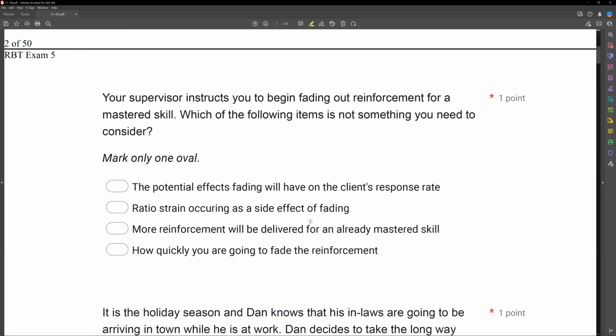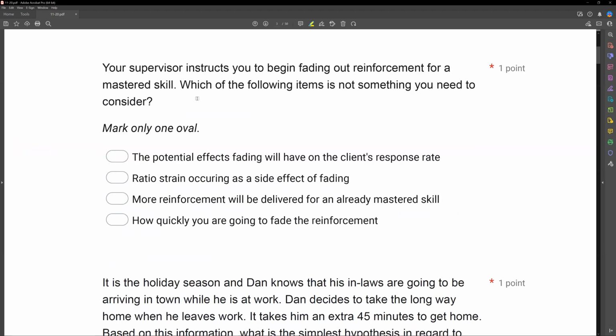Your supervisor instructs you to begin fading out reinforcement for a mastered skill. Which of the following items is not something you need to consider? What do you need to consider when fading out reinforcement? That is what the question is asking. So think about, what is fading reinforcement? Well, you're increasing the response requirement, or you're increasing the schedule of reinforcement. You're giving less reinforcement, right? Less reinforcement as a whole is being delivered. That's essentially what fading reinforcement is. And it's a gradual part of learning that we need to do.